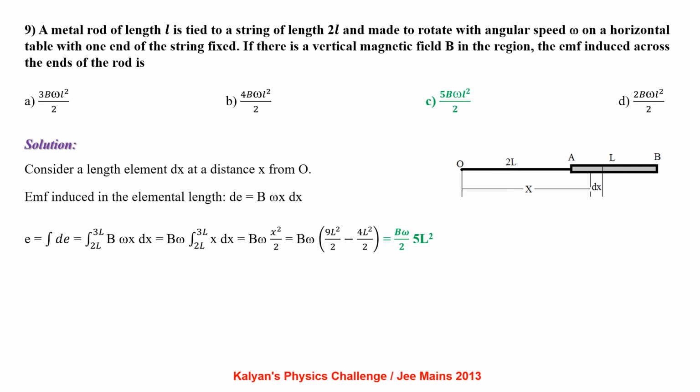EMF induced in the elemental length, dE equals B omega x dx, from motional EMF. So E equals integral of dE, that is integral from 2L to 3L of B omega x dx, that is B omega times integral from 2L to 3L of x dx. Upon simplification, it comes out to be B omega by 2 times 5L squared. So the correct option is C.